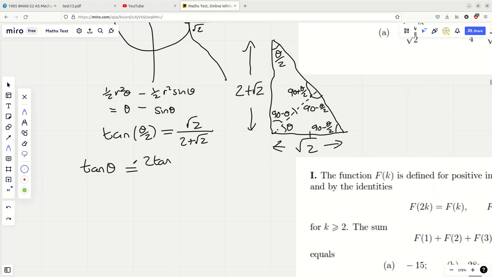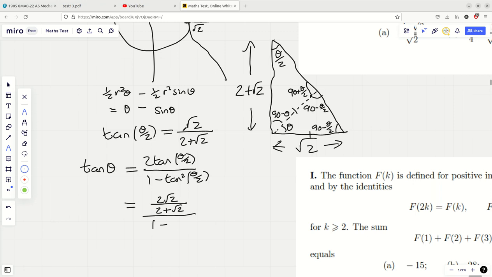Feel free to mock my method. I like to show you how I did things because it's more realistic then, when people do it the silly way. So this is the way I did it. I then plugged this in, so I had 2 root 2 over 2 plus root 2 over 1 minus.